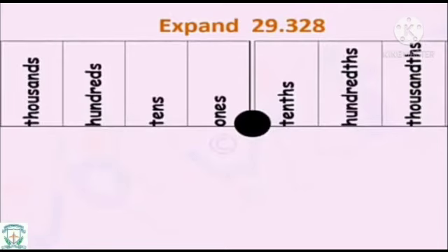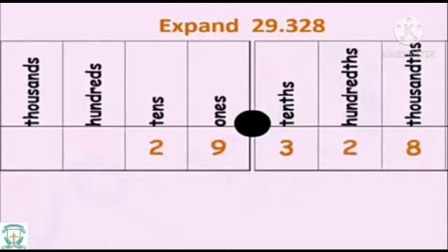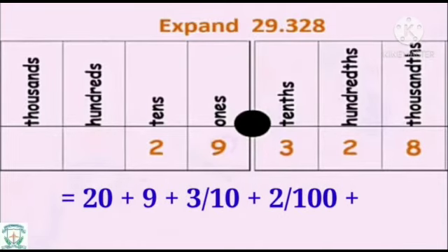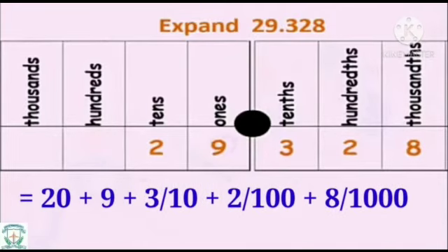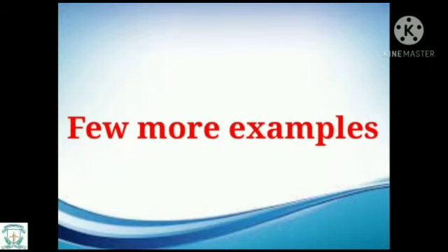Write 29.328 in expanded form. First, put this number on the place value chart. Then we can write the number as 20 plus 9 plus 3 by 10 plus 2 by 100 plus 8 by 1000. Let us consider few more examples.